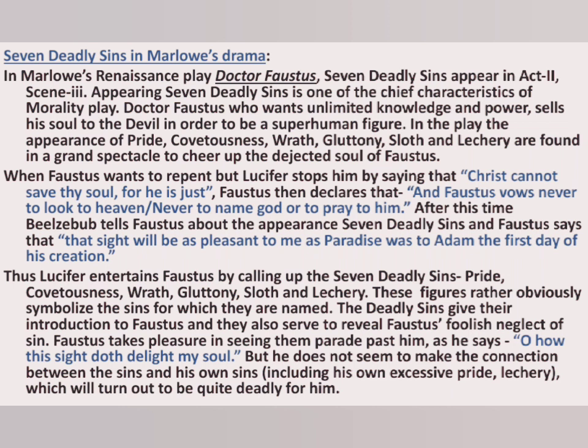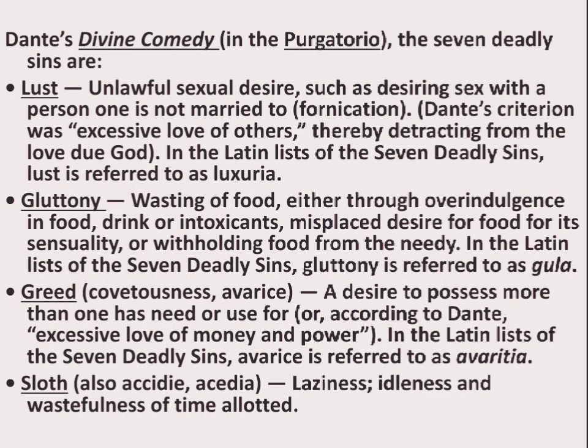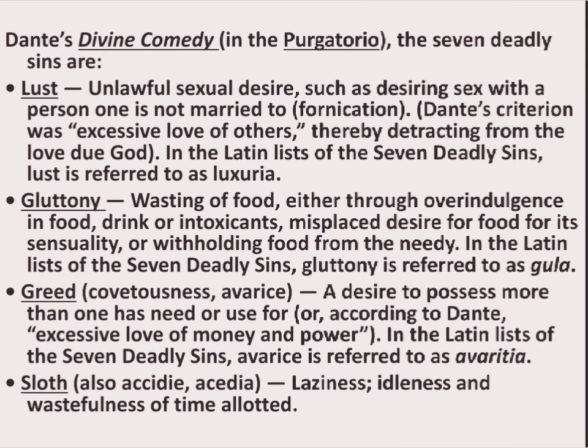Okay, so now we have to know about the 7 deadly sins in detail. In Dante's Divina Commedia, Dante inscribed the names of the 7 deadly sins, the first of which is lust. Lust means unlawful sexual desire or fascination. In the Latin list, lust is referred to as luxuria. Then the second we have gluttony. Gluttony means wasting of food, either through overindulgence in food, drink or intoxicants, misplaced desire for food for its sensuality, or withholding food from the needy. In the Latin list, gluttony is referred to as gula.